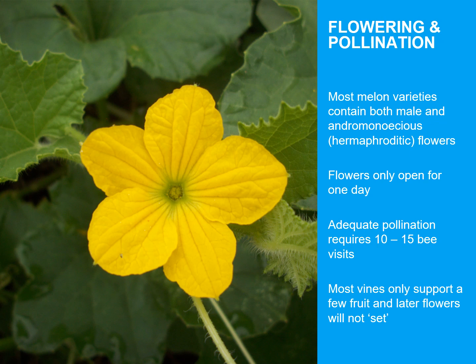So having an adequate amount of pollinators available will ensure a good crop. Each flower actually needs between 10 and 15 bee visits to effectively pollinate it, so you need quite a high number of bees present within the crop. Most vines will only support a few fruits growing on them at a time, and later flowers will not set on that vine if other fruits are becoming more well established. So there's an inhibitory effect of established fruits on the flowering on that particular vine.